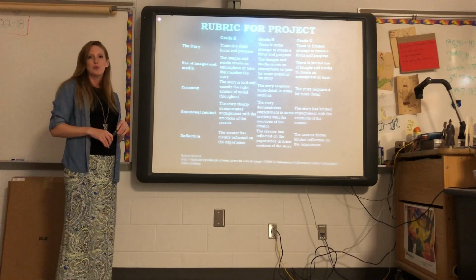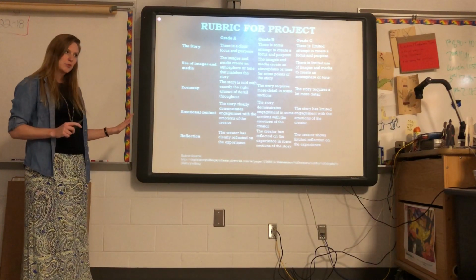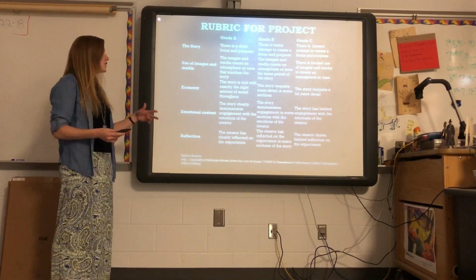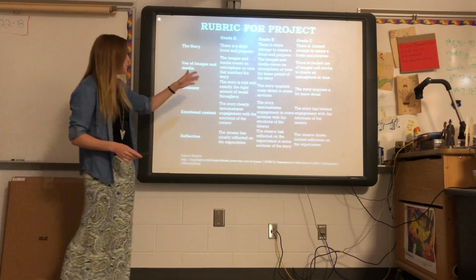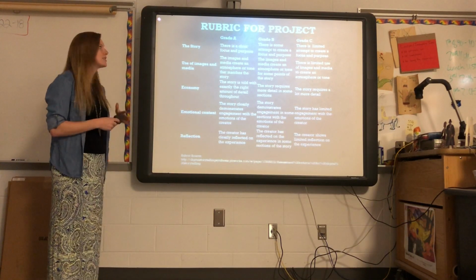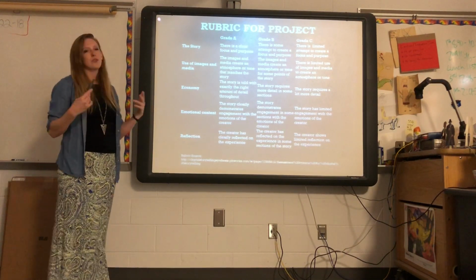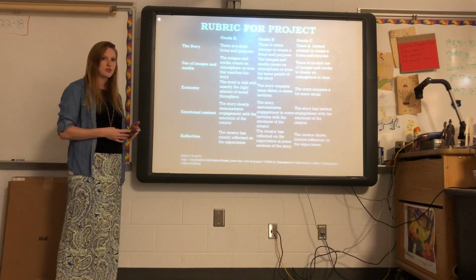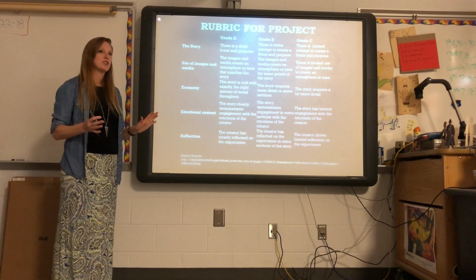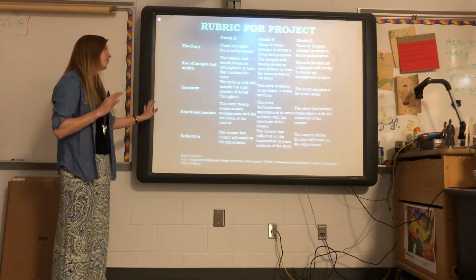Now, here I have a rubric for how the project will be graded. This rubric is focused on the literacy portion of the project and the creation of the actual story. As you can see, I have what would be an A, B, and a C for each one of the following categories. The story: is it clear and focused? The use of the images and media: do they help create an atmosphere or a tone that matches the story? The economy: does the story include the right amount of information? Is it overloaded? Is it too sparse? We have to think about that.